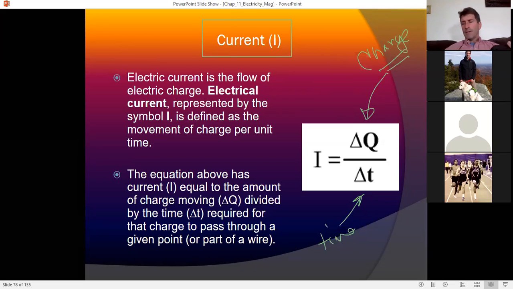Electricity can be thought of as being very similar to the flow of water. The more water you have flowing through a pipe, the more current you have. Here, the more charge, if it's a metal, we have electrons that are moving, the more charge we have moving through a wire, the more current that we have. So current is really about how much flow.